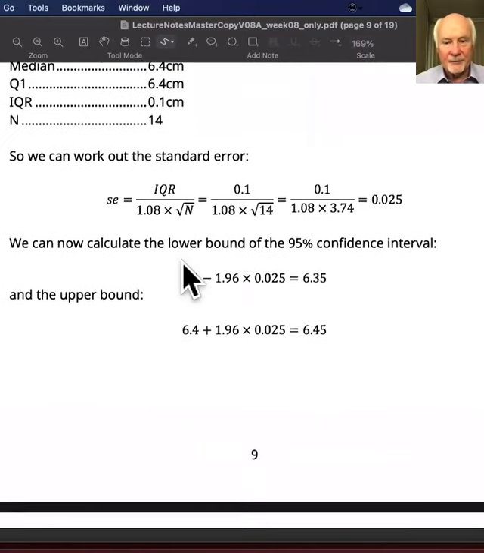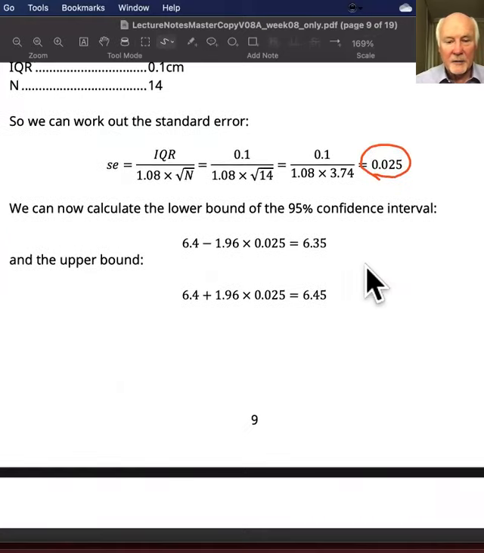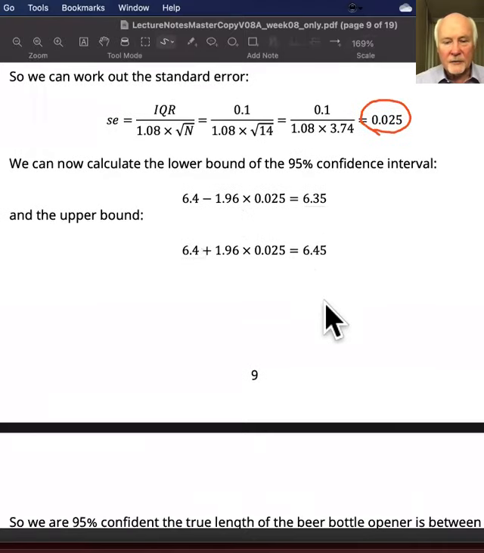We do that using the formula IQR over 1.8 times the square root of n, to get the standard error. We've done that several times now. And we get an answer. The standard error is 0.025 centimeters. Then we calculate the confidence interval. The lower bound is the median minus 1.96, that's the critical value, times the standard error, that's 6.35. And the upper bound is 6.4 plus 1.96 times 0.025, which is 6.45. So that's the confidence interval.